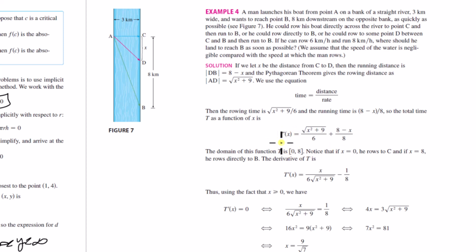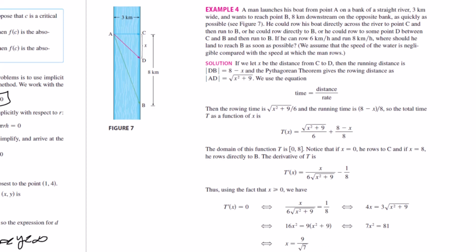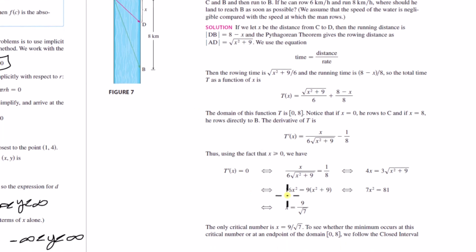The function to be optimized is a function of a single variable. But what about the domain? Well, x is not going to be negative, and x is not going to be greater than 8. So x is going to be between 0 and 8, including the endpoints. So it's a closed interval. This should be a continuous function on a closed interval, so it's easy to just use the closed interval method to find the optimum value of t. You've got the function and the corresponding domain. Find the minimum value of the function over the domain, the shortest possible time. And that's going to be at x equal to 9 over root 7.